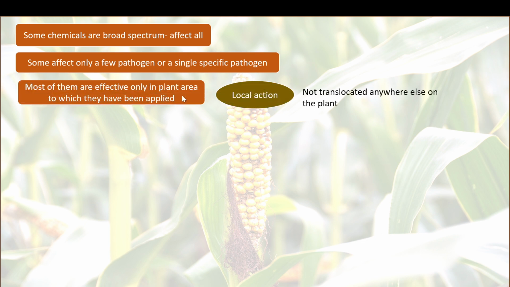So most of them are effective only in the plant area to which they have been applied. There are chemicals that are effective only in certain plant areas to which you apply. This is called local action. For example, if you are spraying your chemical on the leaf, it will remain on the leaf only. That is a local part of the plant. So it is not translocated anywhere else on the plant. Most of these chemicals have local action.